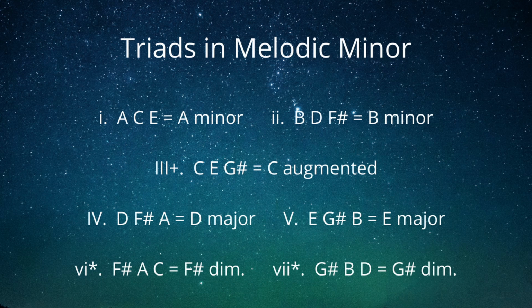We can see that the 4 chord, with the F being raised to F sharp, has become D major. It used to be D minor. And finally, we can see that the 6, whose root note was actually F and has now become F sharp, changes to an F sharp diminished triad. So quite a few changes in melodic minor when it comes to the triads.